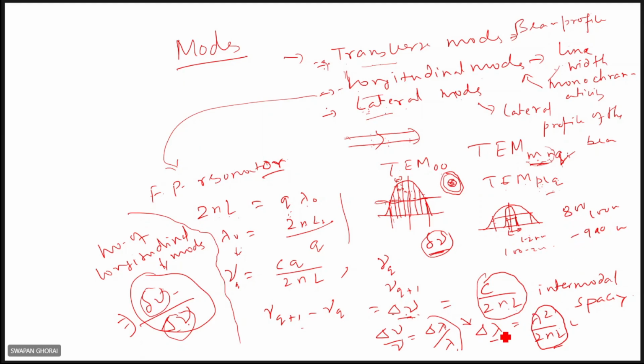Once you know the small delta lambda, then the intermodal spacing can be calculated from the emitting wavelengths, center wavelength, lambda square by twice NL. From this you can find out delta lambda, and from this you can find out the line width. Then the line width divided by the intermodal spacing gives the number of longitudinal modes. The same way it is in terms of frequency also.